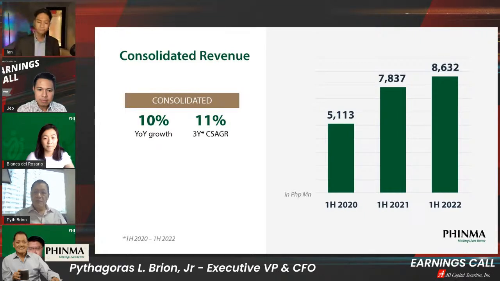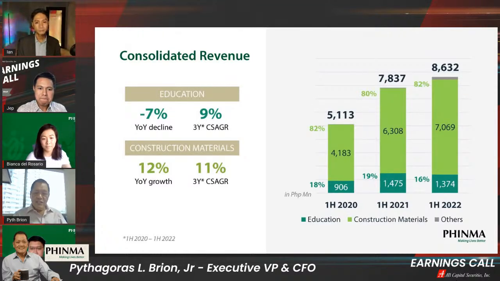Revenues again went up the first half, total of 8.6 billion, about 10% higher than the first half of 2021. This is a growth in revenues for the past 3 years on a continuing basis. In the next slide, you see the breakdown among the key business units, which is construction materials and education.